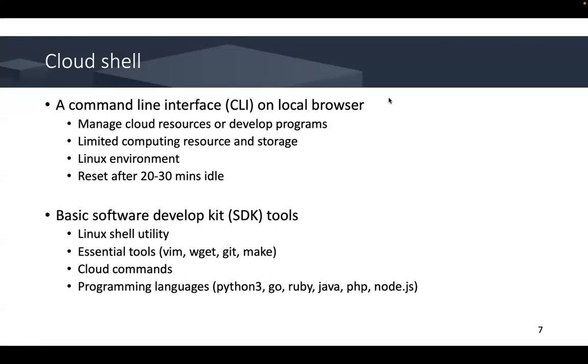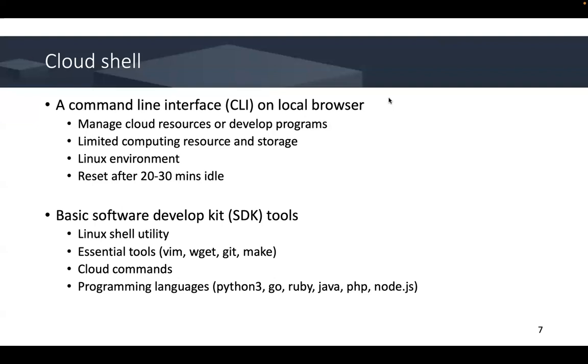And in addition to the Linux shell utility, Cloud Shell also provides some basic software development kits. We call it SDK. Some essential tools like Vim, which is an editor, Git, wget, or Maven. You can use those cloud commands to interact with your cloud resources and products. Cloud Shell supports various programming languages such as Python 3, Go in GCP, Ruby, Java, PHP, or even Node.js. So you can write, test, and deploy your code using the Cloud Shell in minutes without installing those languages on your local computer.